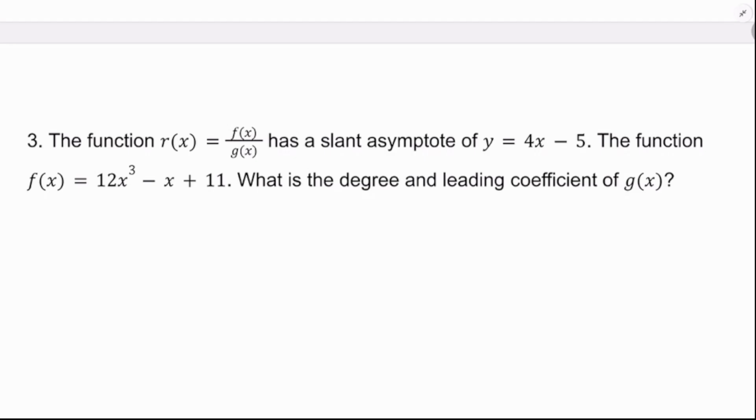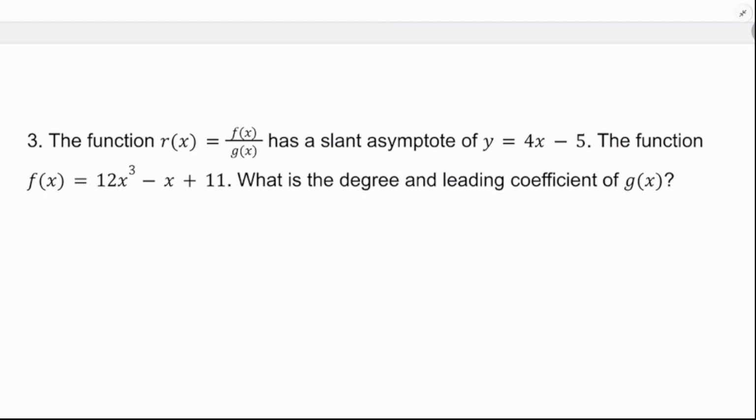Right, I think really what that was getting at was the idea that if there's no remainder, then the divisor is a factor of the numerator. So if r of x equals f of x over g of x has a slant asymptote of y equals 4x minus 5, and the function f is 12x cubed minus x plus 11, what's the degree and leading coefficient of g?